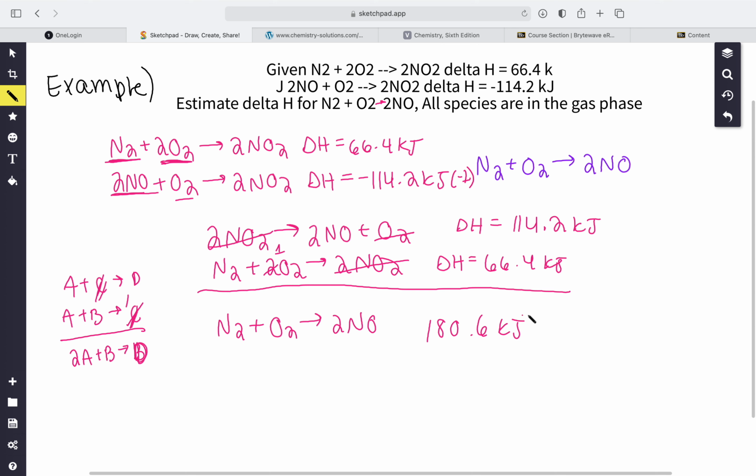180.6, that what we got? 180.6 kilojoules. Cool. So that would be our answer. We don't need this in our answer, but it's good to show the work.